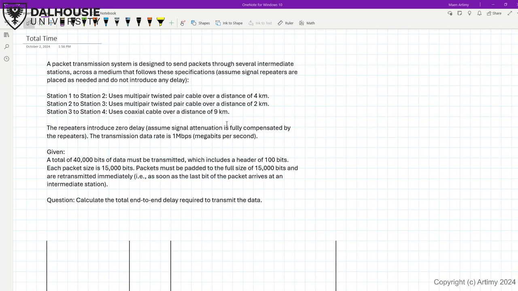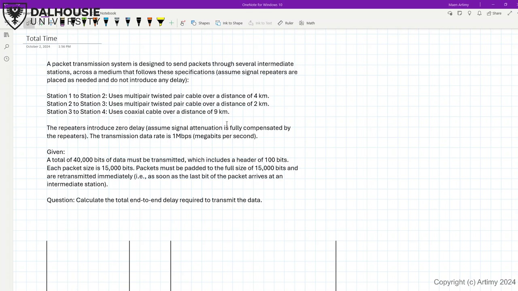The transmission data rate is 1 megabits per second. And we're given a total of 40,000 bits of data that must be transmitted, which includes a header of 100 bits. Each packet size is 15,000 bits. Packets must be padded to a full size of 15,000 bits and are retransmitted immediately, i.e., as soon as the last bit of the packet arrives at an intermediate station. And the requirement is to calculate the total end-to-end delay required to transmit the data.